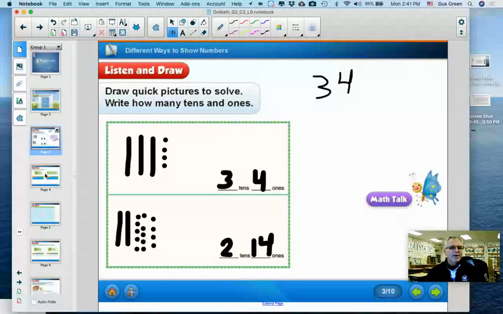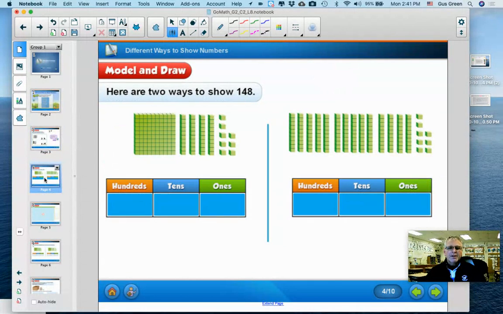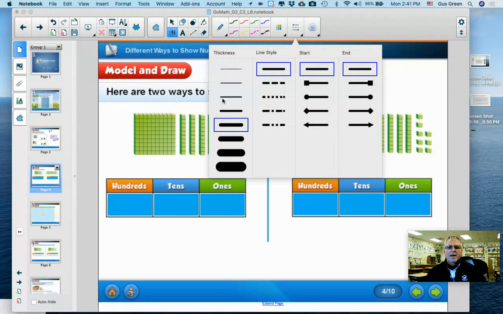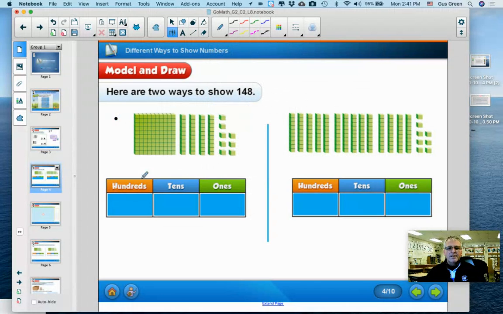All right, let's take a look at another one. Now this one's already been drawn for you, or the base 10 blocks are already there for you. And our job will just be to write down how many hundreds, tens, and ones are in the place value grid. So on this first example, 148, how many hundreds? 1. How many tens? 4. And how many ones? 1, 2, 3, 4, 5, 6, 7, 8. 148 right there.